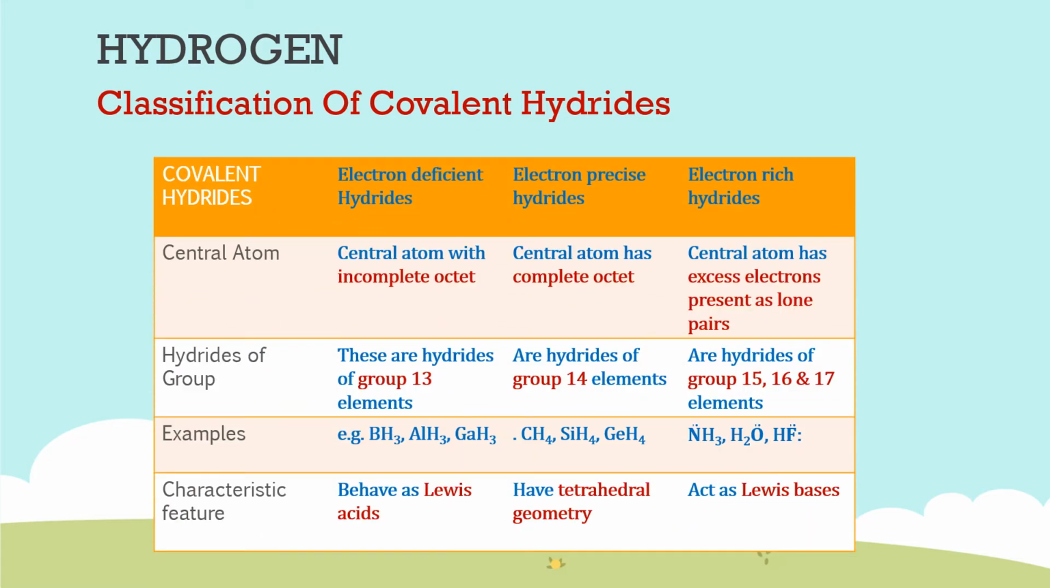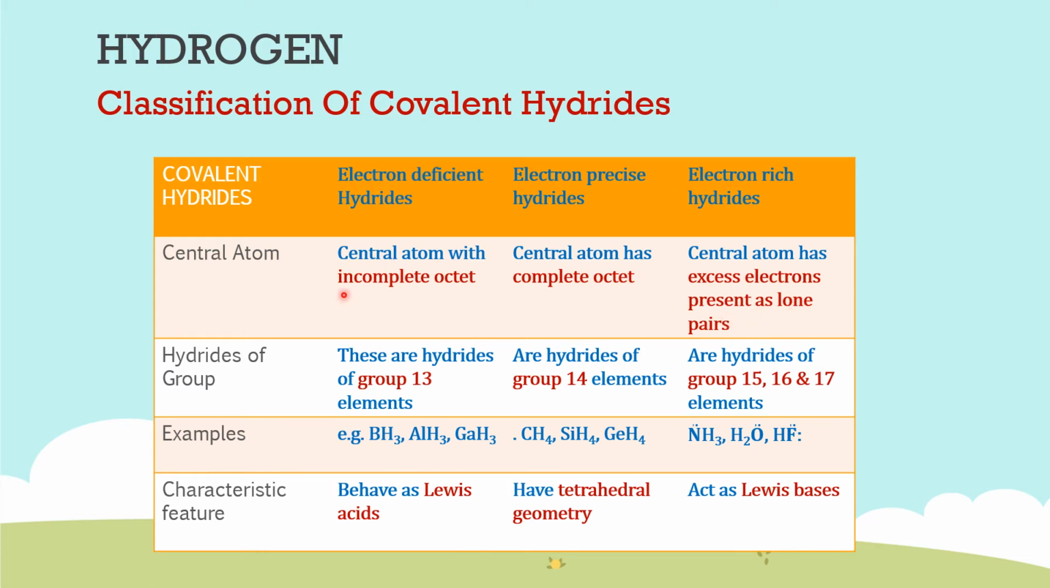So we have the covalent hydrides being classified into 3 types: electron deficient hydrides, electron precise hydrides and electron rich hydrides. In the electron deficient hydrides, we will be having the central atom with incomplete octet. Okay, so that is why it is deficient. Then precise, where the central atom will be having a complete octet, and electron rich, they will be having excess electrons present as lone pairs.